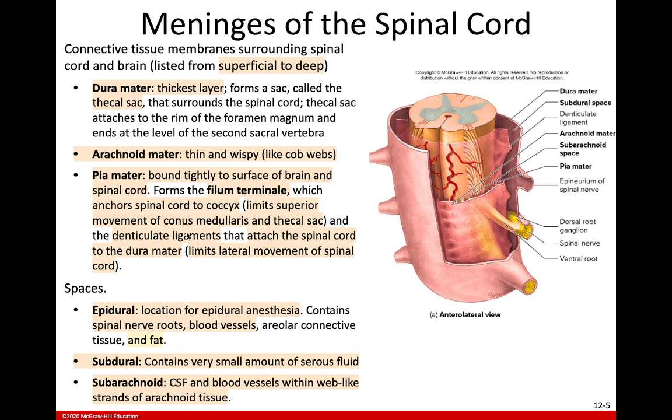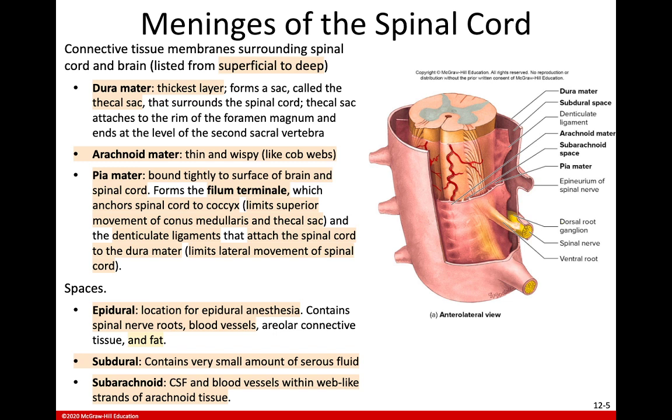So the filum terminale, and I probably should highlight denticulate ligament as well. The filum terminale anchors the spinal cord to the coccyx, which is your tailbone, and keeps your conus medullaris from moving superiorly or upward. Okay, so it's just helping to limit the movement of your spinal cord, keep it from going too far up.